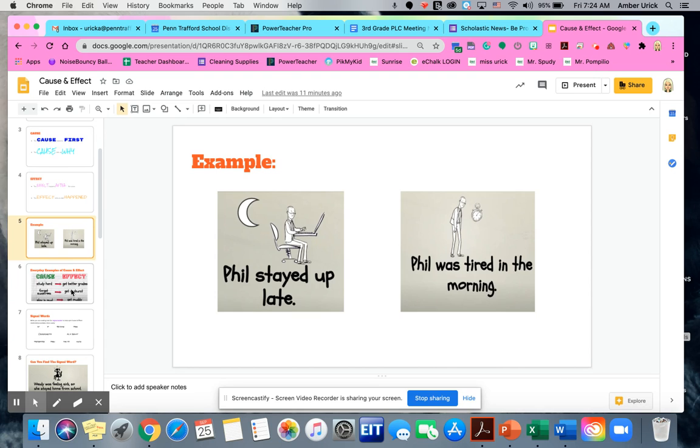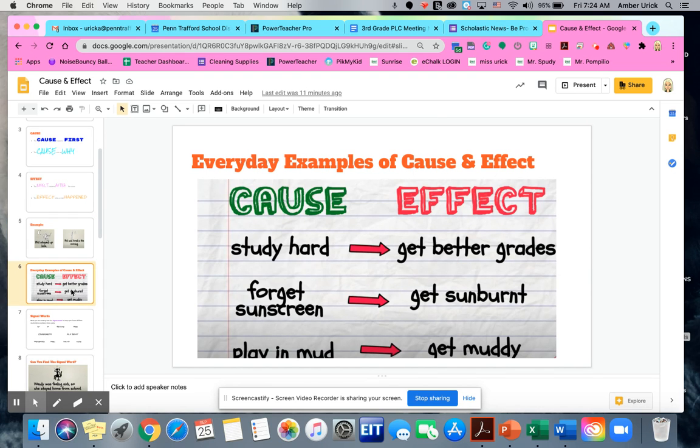So let's look at a few everyday examples of cause and effect. So the cause is that you studied hard. The effect of you studying hard is that you get better grades, which makes sense, right? So, another cause is that you forget sunscreen when you go outside or you go to the beach. And the effect of you forgetting sunscreen is that you get burnt. Another cause is that you play in the mud, maybe after a rainstorm. And the effect of you doing that is that you get muddy.